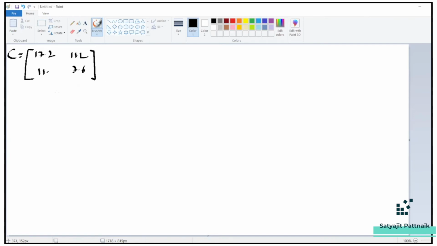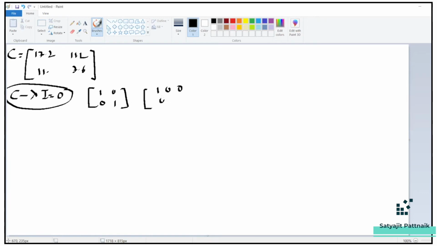Now there is a formula called C minus lambda I equals 0. This is one of the formulas where I is nothing but my identity matrix. Many of us know that if it's a two-dimensional identity matrix, it looks like this, right? 1 0 0 1. If it is 3 dimensions, 1 0 0, 0 1 0, 0 0 1, right?